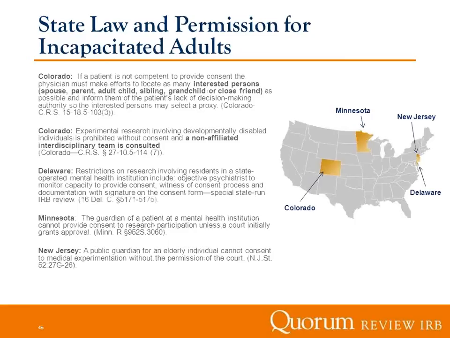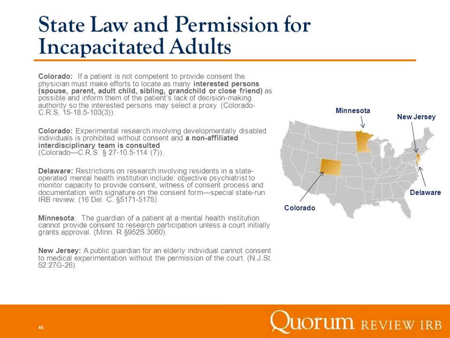So as I mentioned, there are some state laws that speak to permission for incapacitated adults. And they're restrictive because it's considered to be a vulnerable population and requires additional hoops that you would need to jump through in certain circumstances.